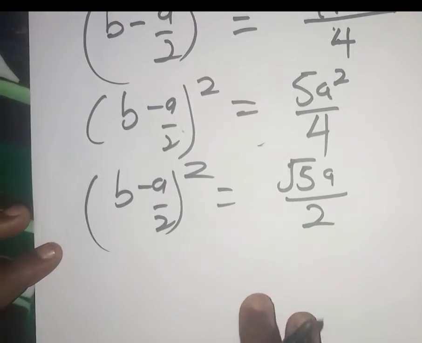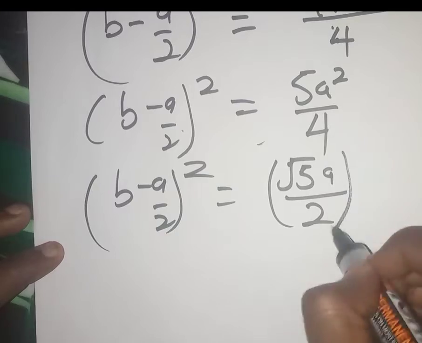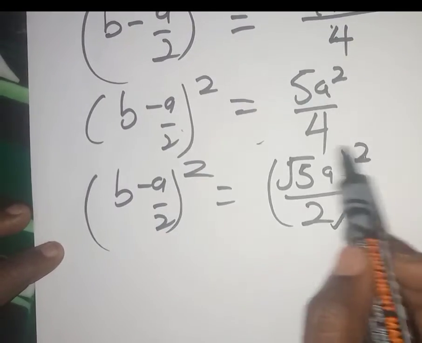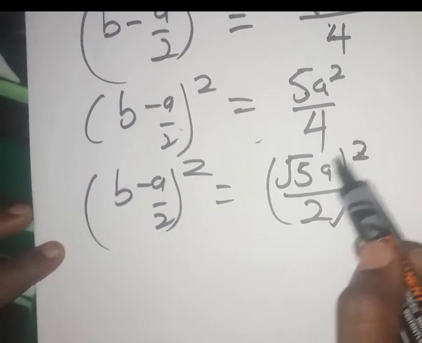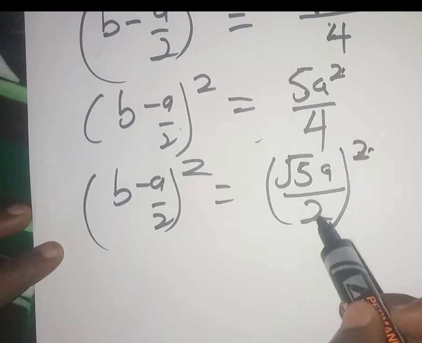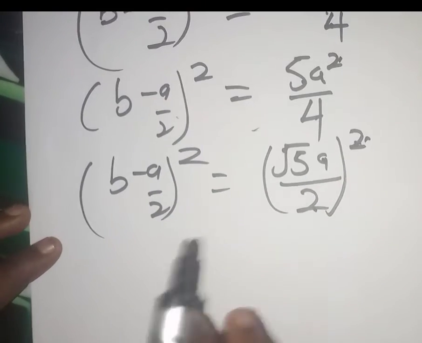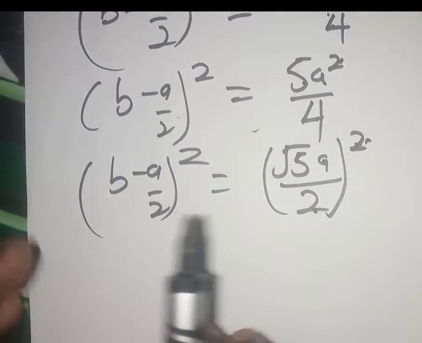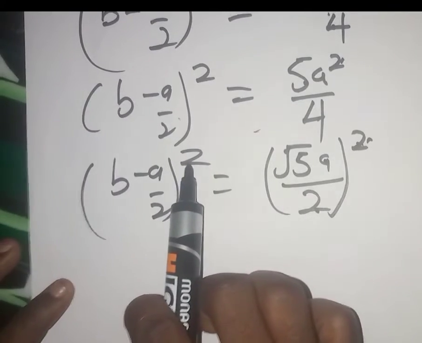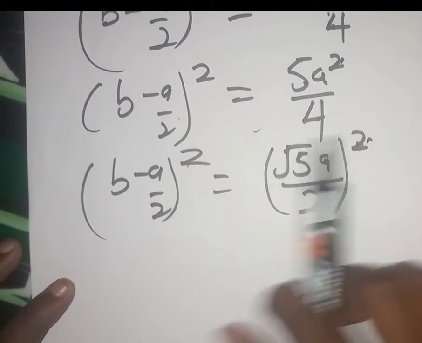So I can write the equation in this way, but remember it should be squared, because when I square this it becomes 5, I square that it becomes a squared, and square this it becomes 4. So we can write the equation in this way. Now in this, we have the power of squared on both sides.